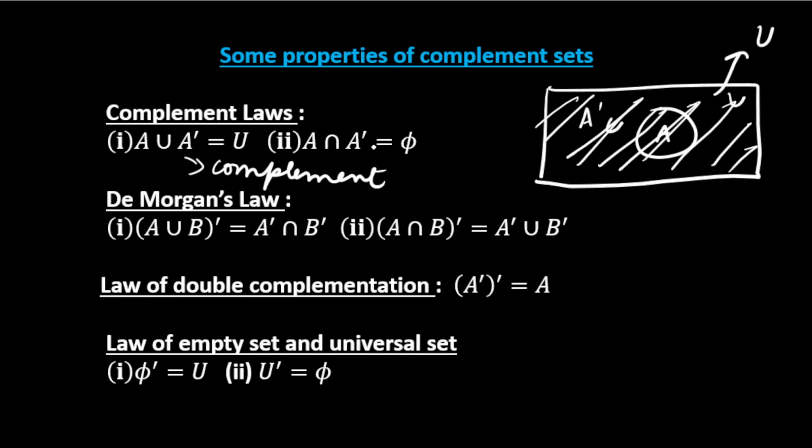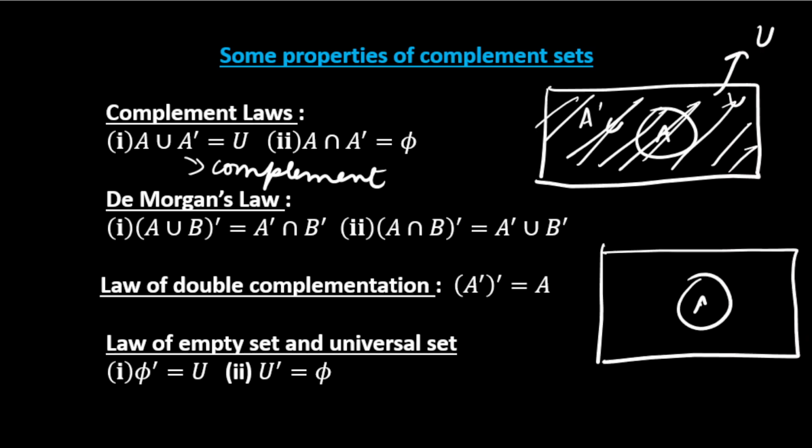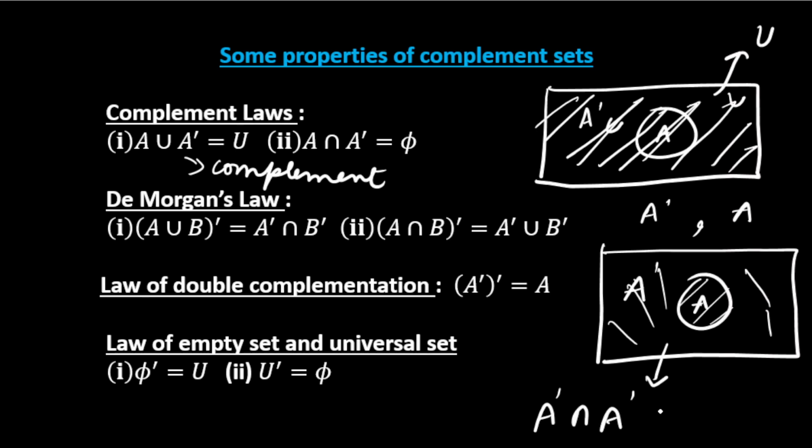Same way, A intersection A dash. Here we can see if this is the universal set, this is A and this is A complement, then they are disjoint sets. They are not sharing even a single element. All the elements of A dash are different from all the elements of A. So if we do their intersection, our answer will be phi, which means the empty set. So this property also you can remember: A intersection A dash is equal to phi, the empty set. So A union A dash is equal to the universal set and A intersection A dash is equal to the empty set.